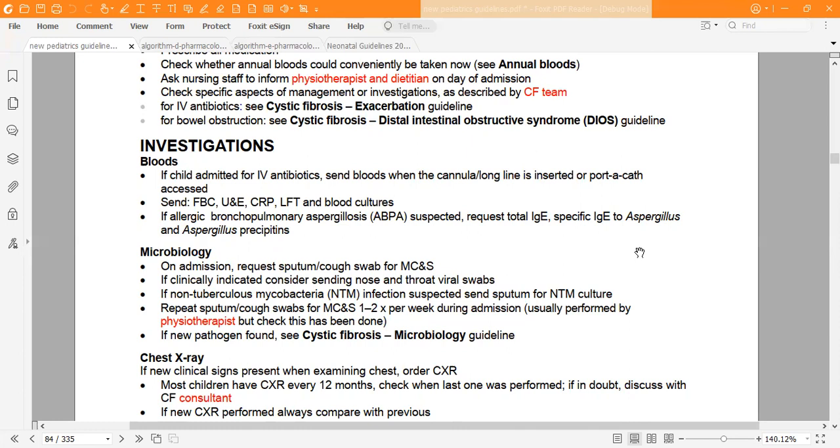If I'm planning to insert a portacath, the patient will not need to be punctured every time he comes to the clinic. So the portacath is in situ because he will take antibiotics for a while. Once you insert that, or you insert a cannula, you will take your basic blood tests, which are full blood count, electrolytes, CRP, LFT, and blood culture. If you are in doubt whether he has bronchopulmonary aspergillosis or not, you have to ask for total IgE and specific IgE for aspergillus.